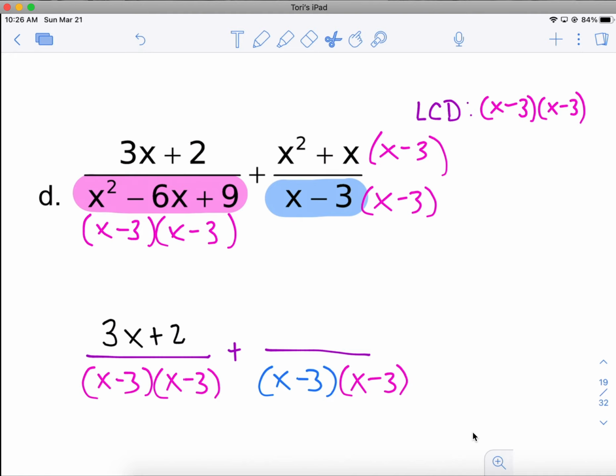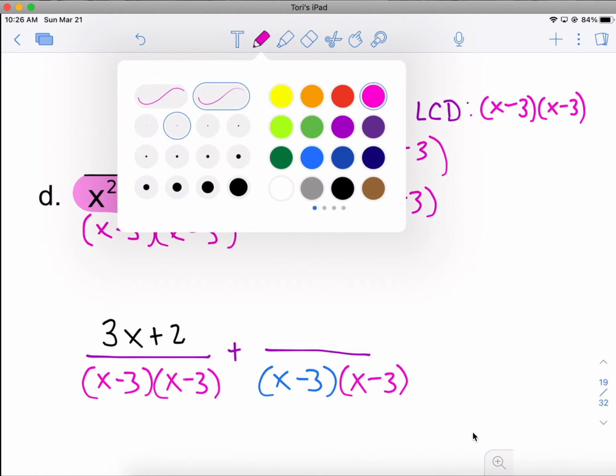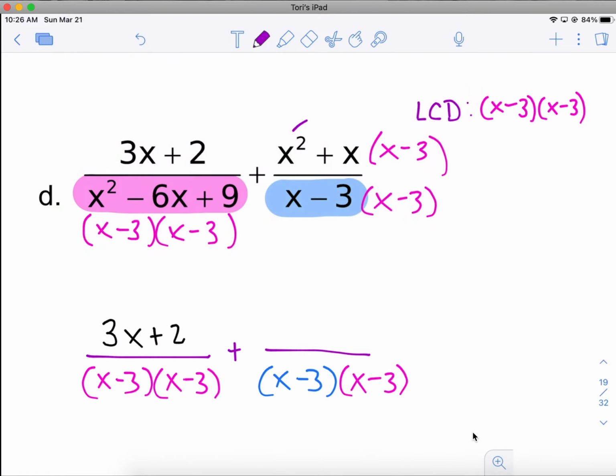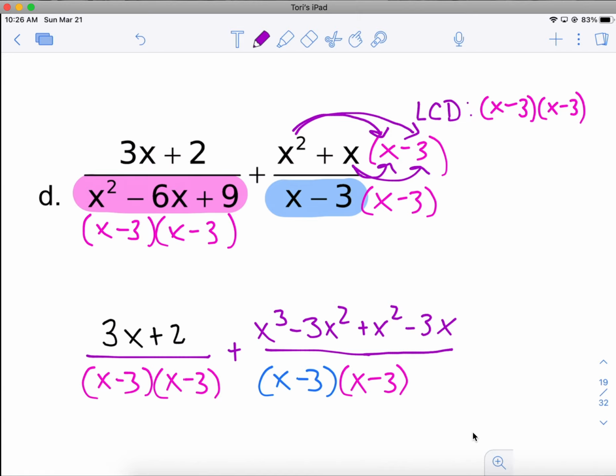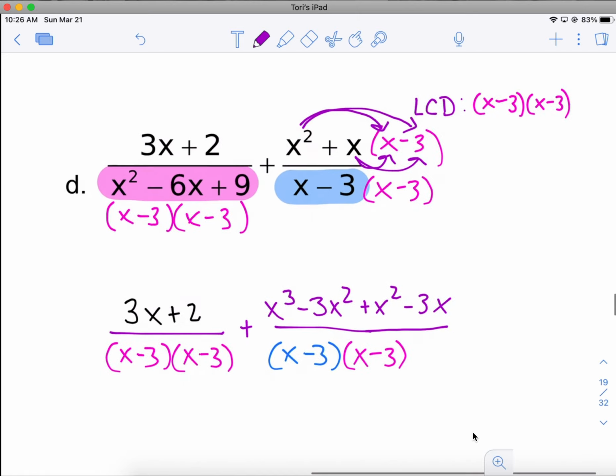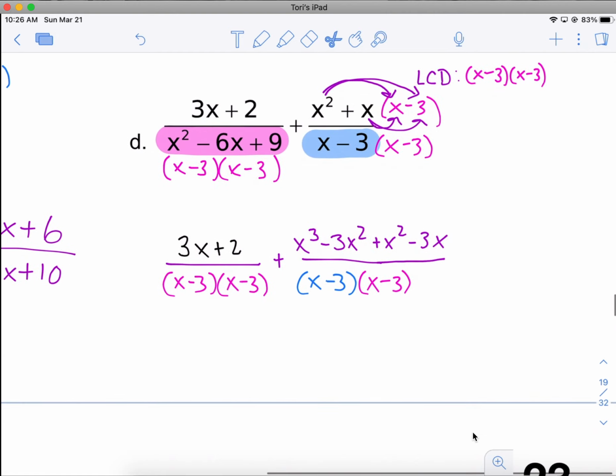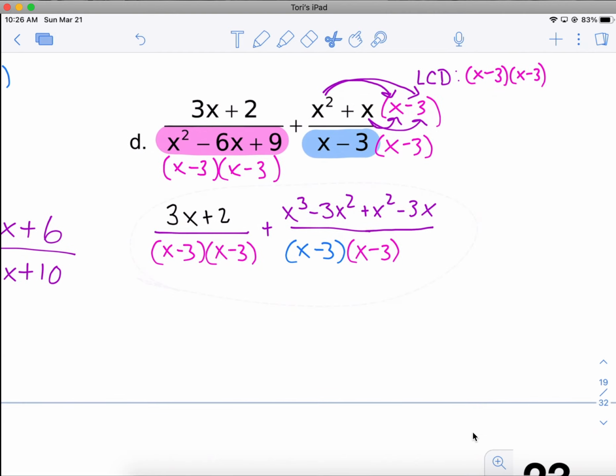All right. Now, to get that top part, we're going to have to FOIL it back together. So remember, FOIL is I distribute this first guy. That's x to the third. Distribute the second one, minus 3x squared. Distribute this guy, plus x squared. Distribute to the last one, minus 3x. Make this fraction just a little bit longer. Okay. All right. We now have a least common denominator all situated. We are ready to go ahead and combine our like terms.